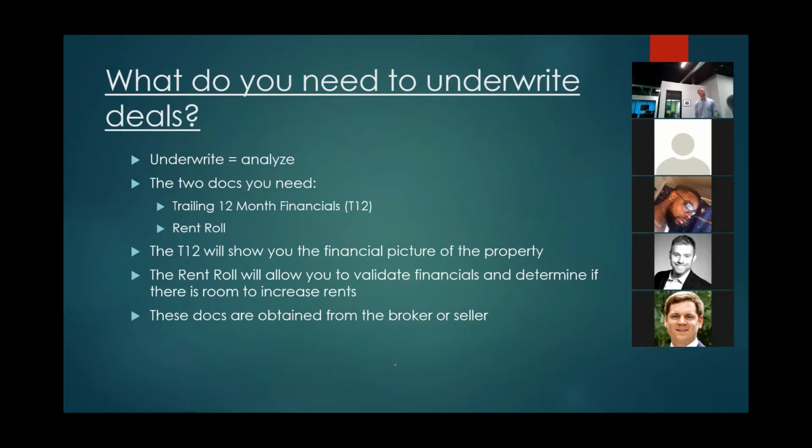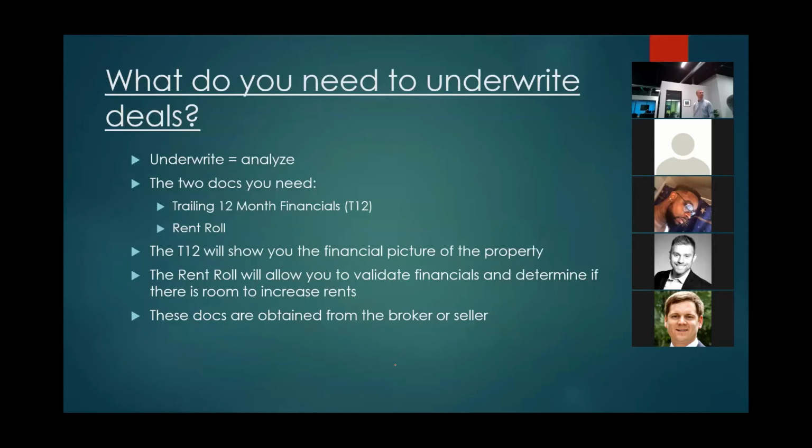When you're starting to underwrite a deal, and for those who don't know, underwrite refers to analyze, so those terms can be used interchangeably. There are two documents you're really going to need to start digging in: the trailing 12-month financials, often referred to as the T12, and a rent roll, which breaks down all the tenants in a building, how much they're paying in rent, the size of the units, all that.